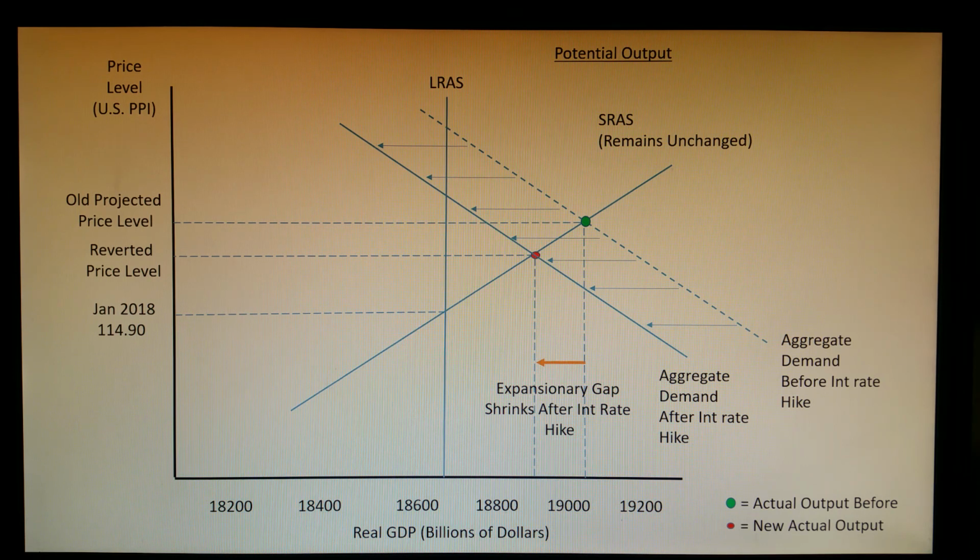This is my graph for the potential output reverting back to where it was before because of the contractionary monetary policy. So my aggregate demand shifts back to the left. The expansionary gap closes back to where it was before. The old projected price level goes back to the reverted price level. And then the actual output before goes back to the new actual output.